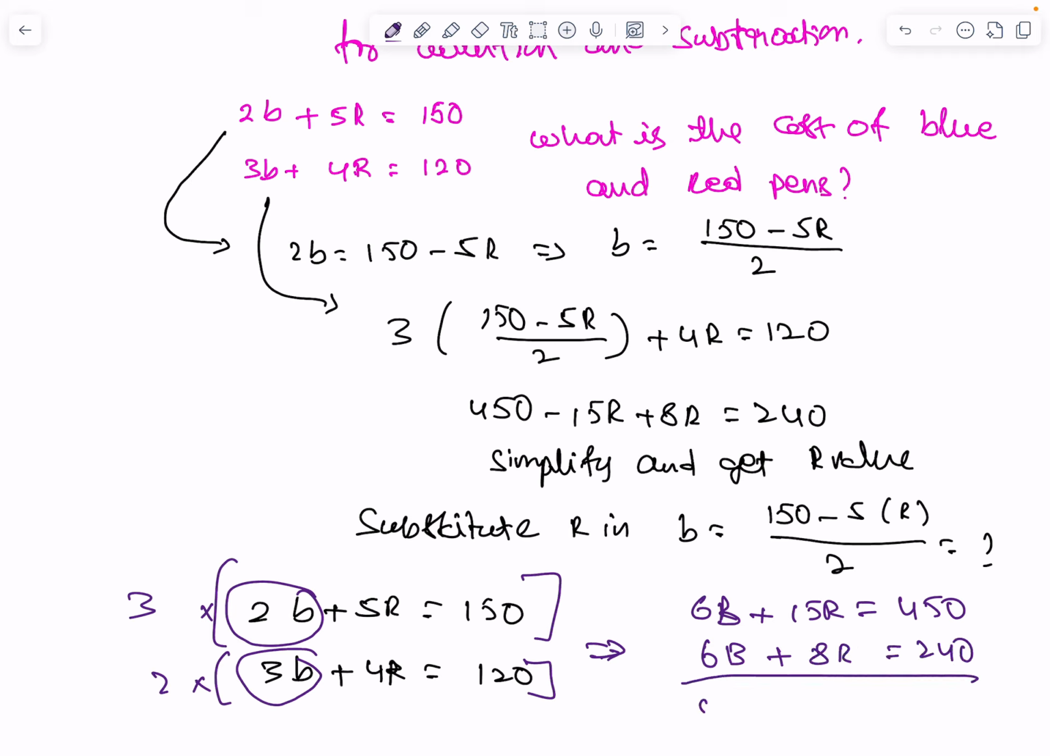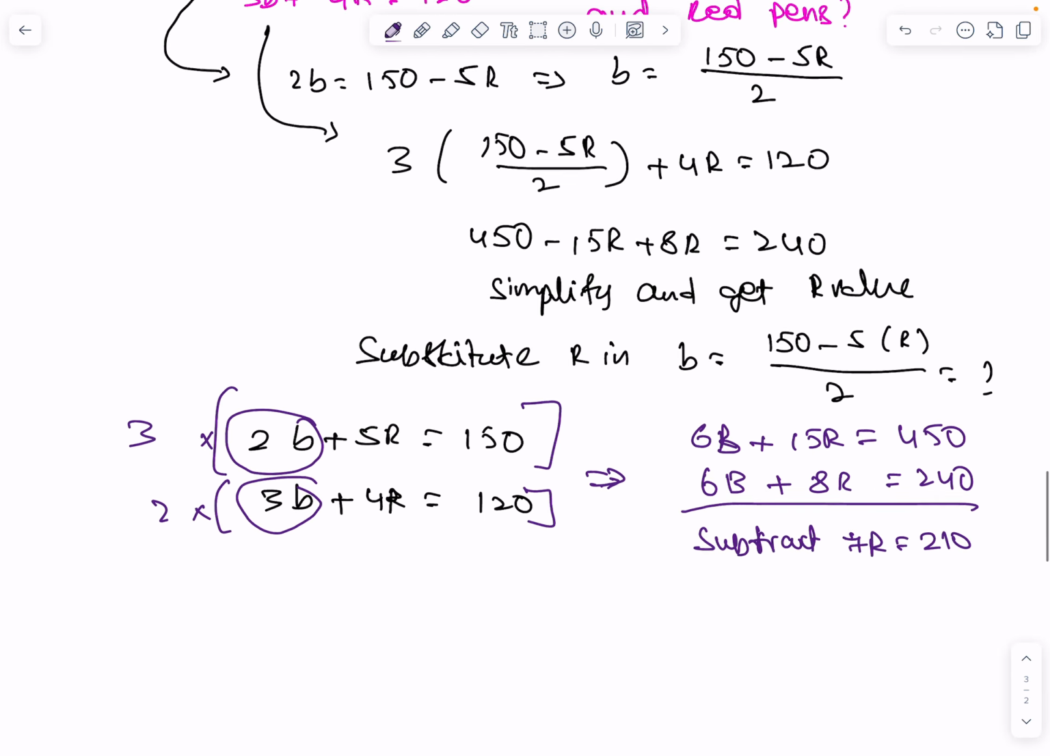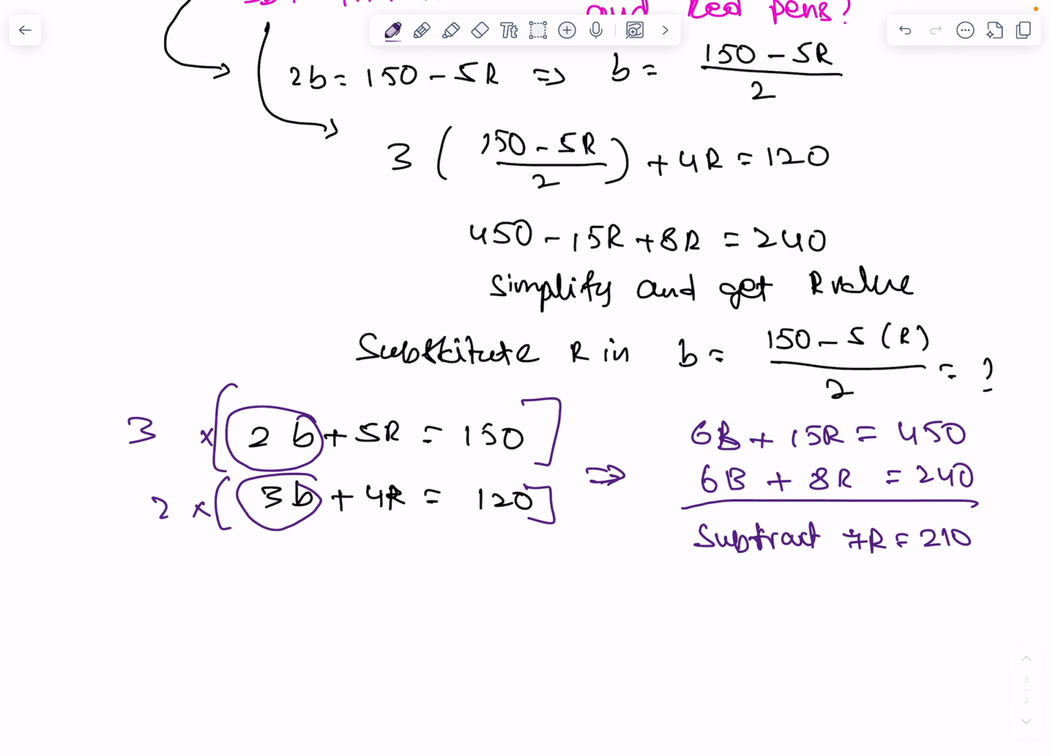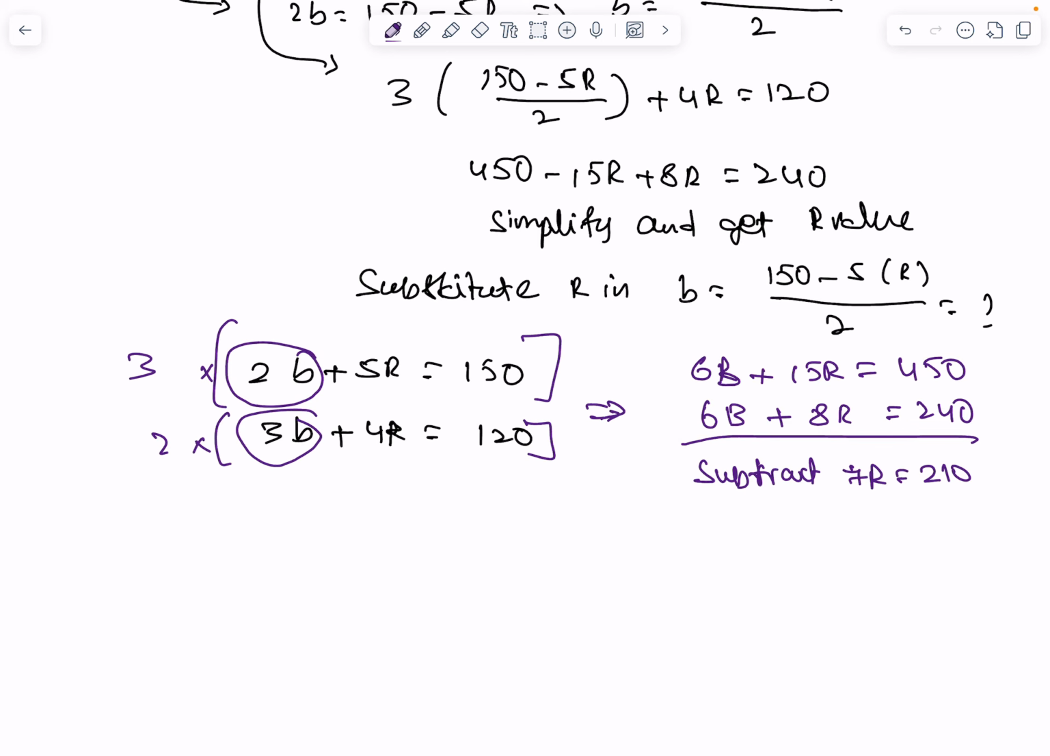now subtract, it is giving 7r is equal to 210. Therefore, you can get r and then substitute in the other value, and then you will be getting the blue pen. So this is another way, but instead of using these techniques, you want to handle them in a different way. That is called the matrix form.